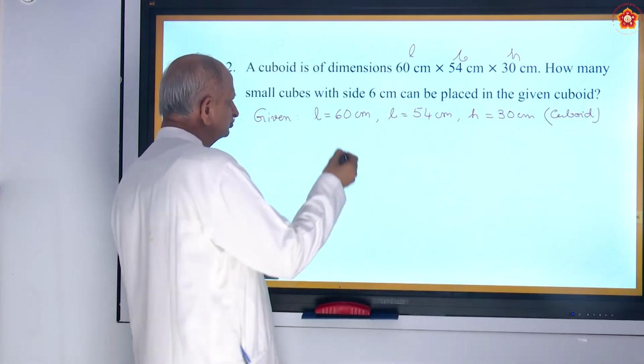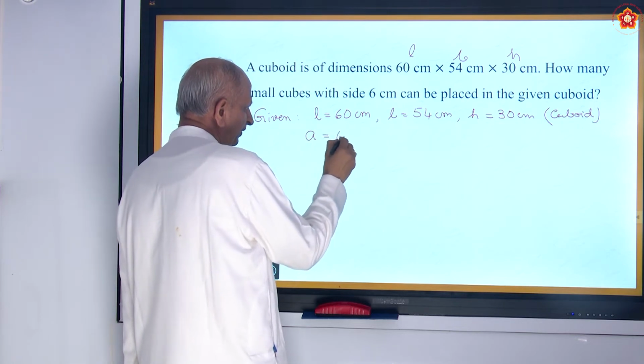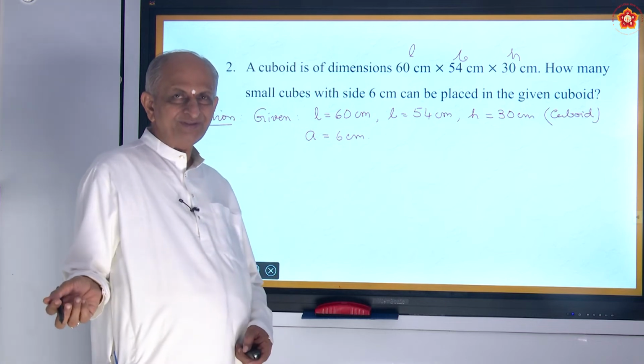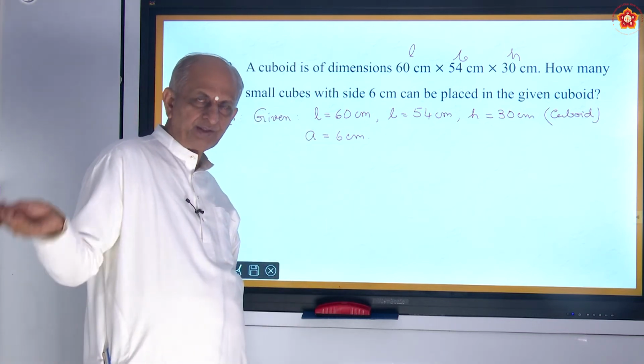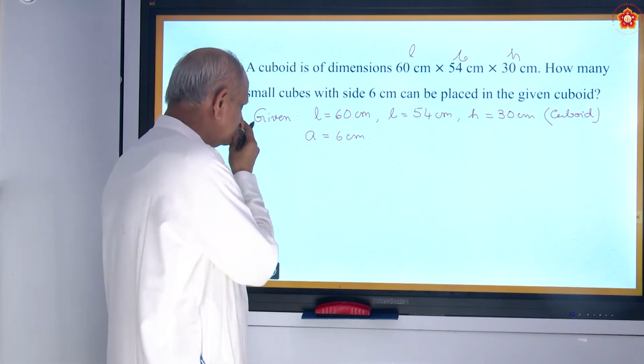And now we are taking cubes. The side of each cube is 6 centimeters. How to find out? Volume of the cuboid divided by volume of the cube. That gives the answer.